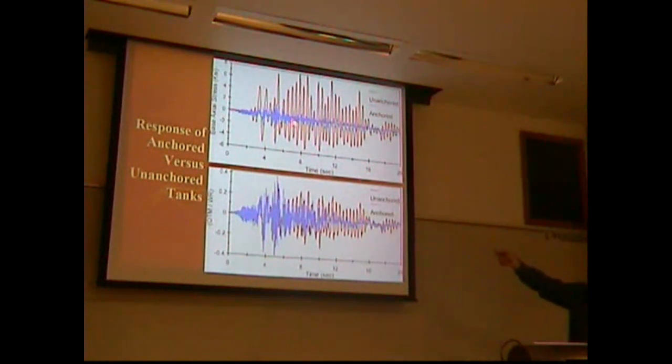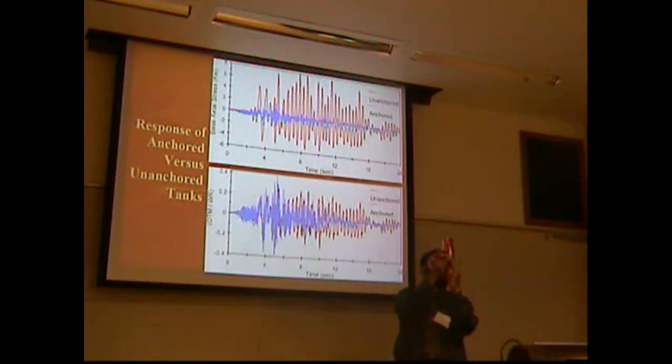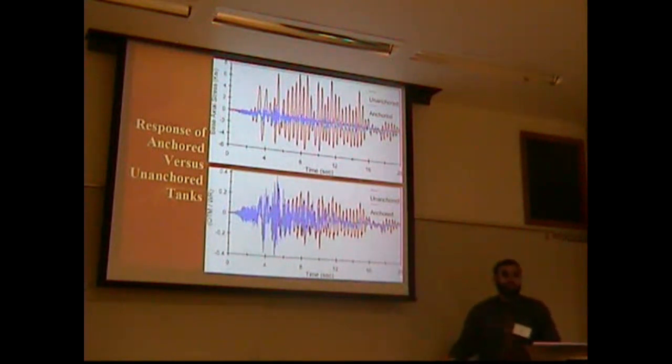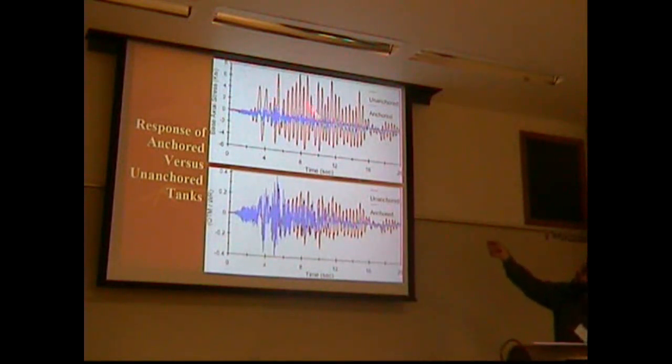But if we look at the axial stress, what do I mean by the axial stress? I mean the vertical stress at the base here that will cause this thing to buckle, right? That axial stress that will cause this thing to buckle, this is what I studied up there. You notice that for unanchored tanks, for the same overturning moment, look at these peaks. The axial stress in the anchored tanks is so small, so tiny, and so big in the unanchored tank.